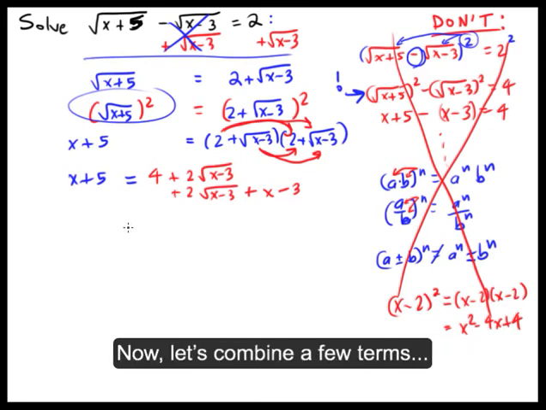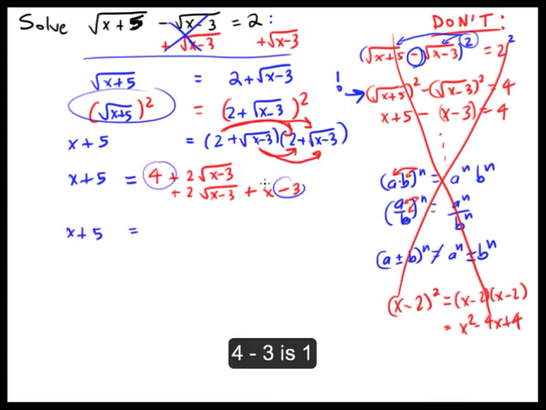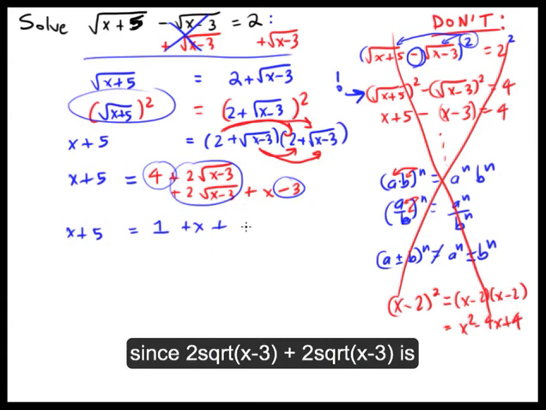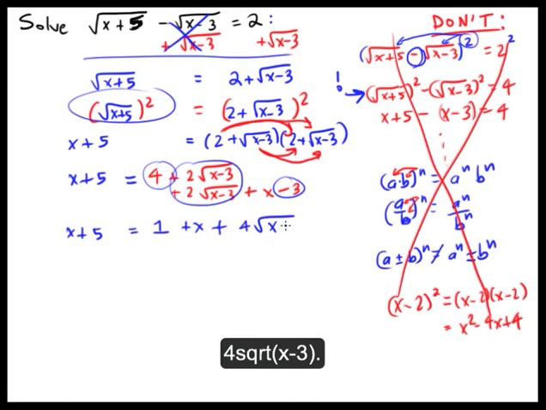Okay, now let's combine a few terms. So on the right we've got a 4 and a minus 3. 4 minus 3 is 1. There's a plus x. And then over here there's 2 square root of x minus 3 plus 2 square root of x minus 3 is 4 square root of x minus 3.